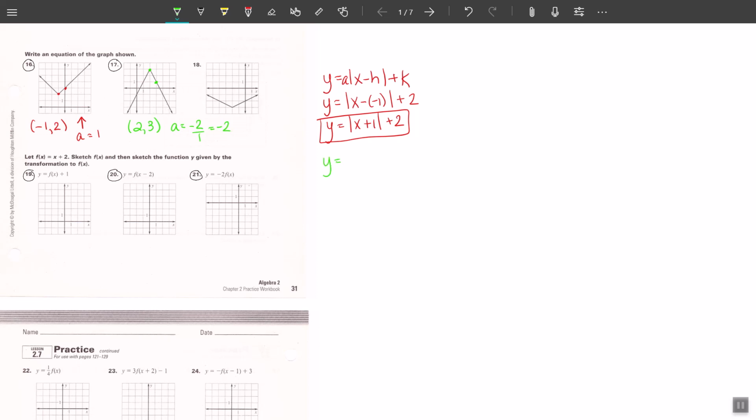So now we've got everything we need. We're going to rewrite, and this time we're going to replace a with -2. My h value is 2. And my k value is 3. And there's the equation for number 17.